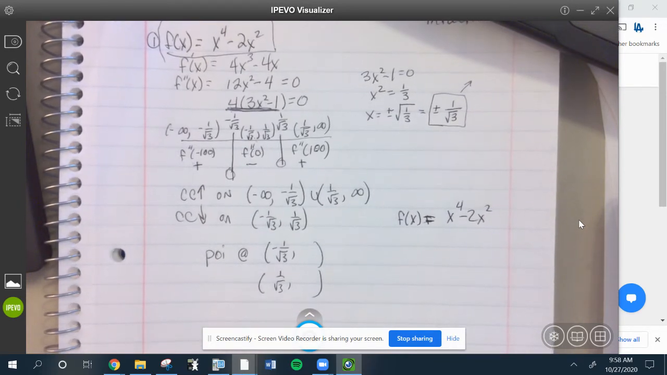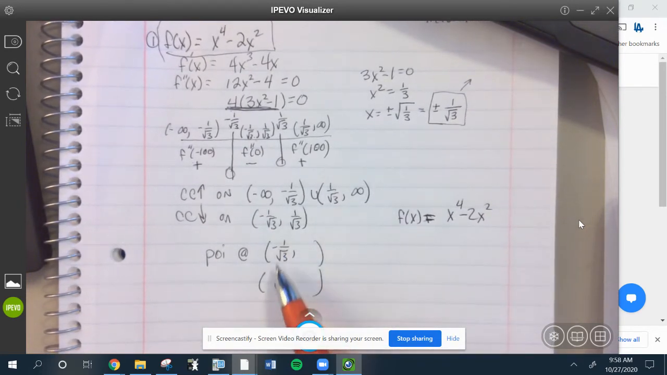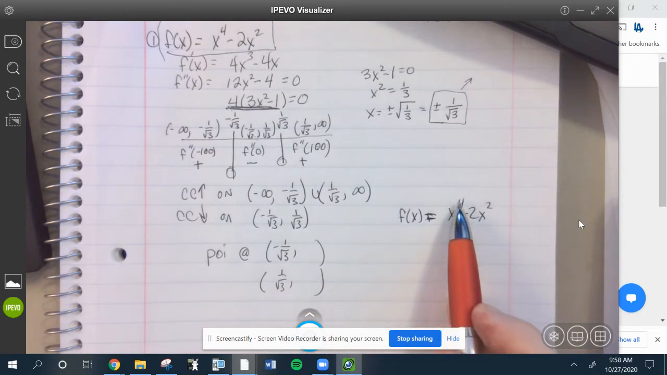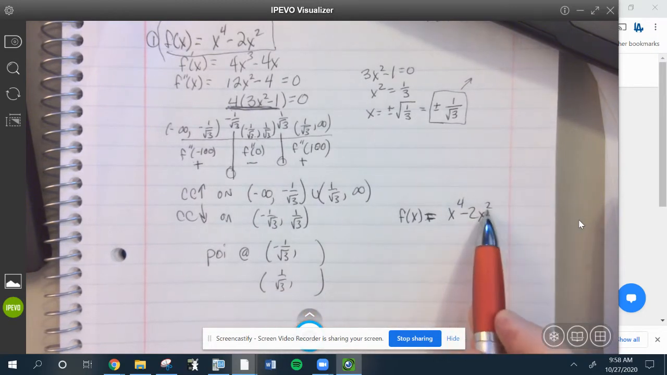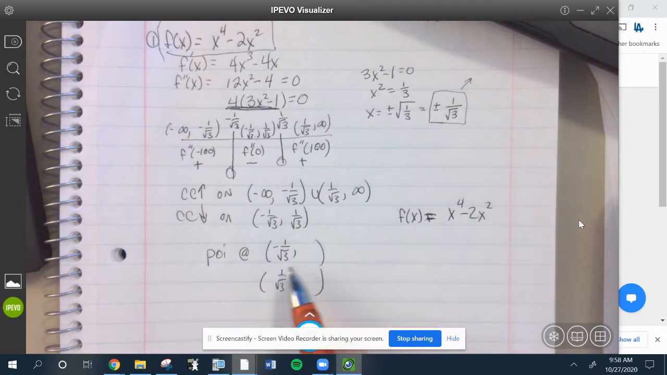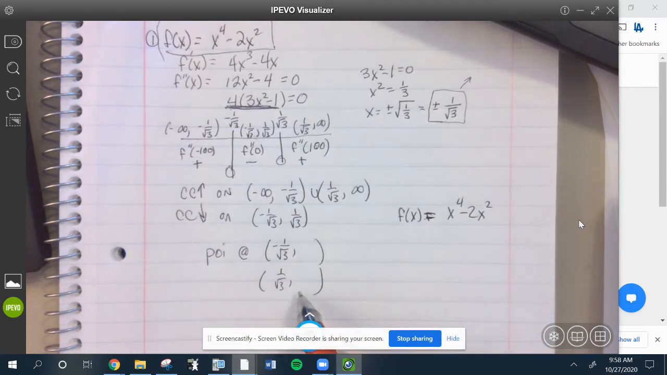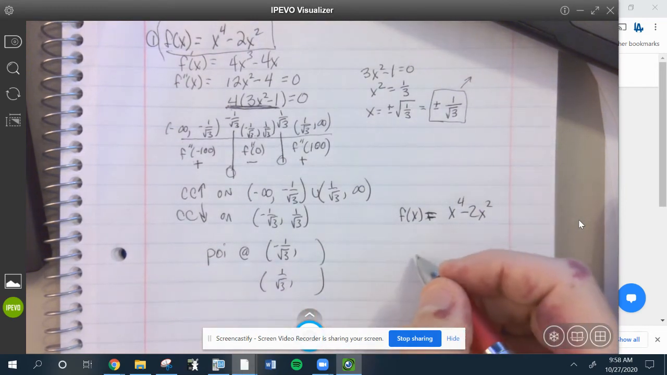So the one thing we have going for us is one's a negative, the other's positive, but we're raising both of them to an even power, which means they're both going to turn out to be positive. So this answer and this answer are going to be the same. So you only have to do it once. I'm going to do it with positive 1 over root 3.